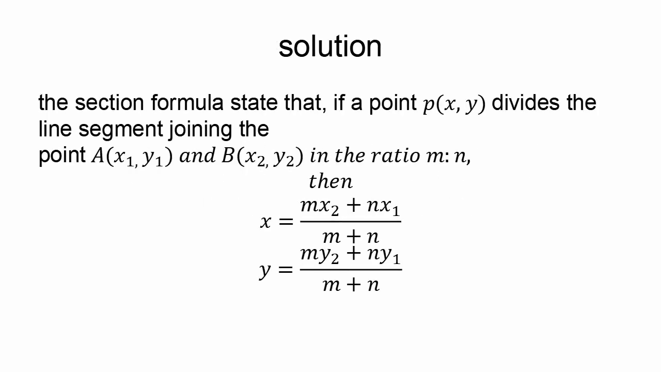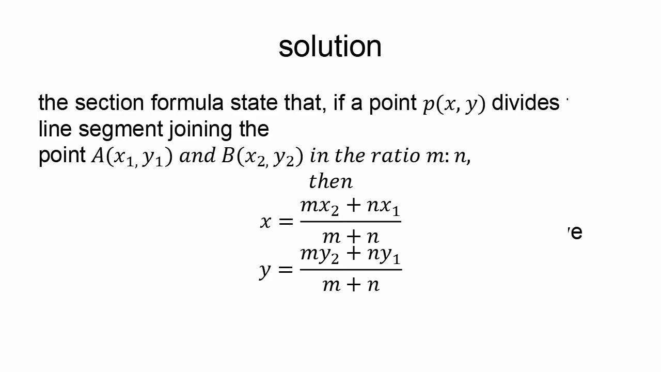Solution. The section formula states that if a point P with coordinates (x, y) divides the line segment joining the points A (x1, y1) and B (x2, y2) in the ratio m to n, then x is equal to (m times x2 plus n times x1) over (m plus n), and y is equal to (m times y2 plus n times y1) over (m plus n).